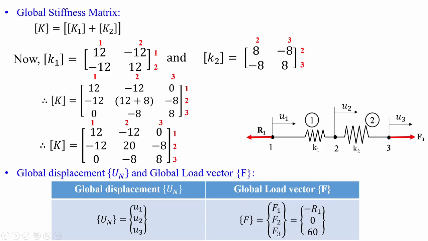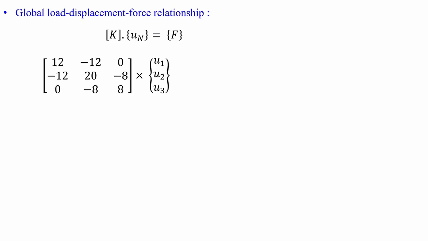Now let us write the global load displacement force relationship, also known as the global relationship. It is written as K into U, that is equal to F. So let us write the global stiffness matrix, which is 12, minus 12, 0, then minus 12, 20, minus 8, then 0, minus 8, 8, multiplied by u1, u2, u3, that is equal to minus R1, 0, 60. Let us write this as equation number 1, and write the global node numbers for the columns as well as the rows.